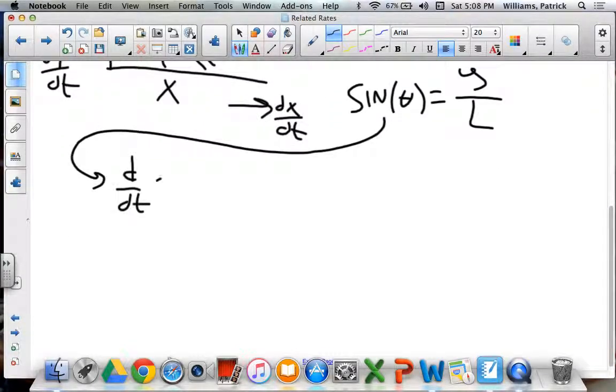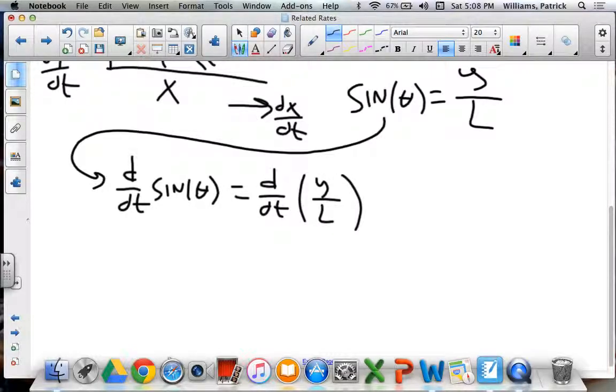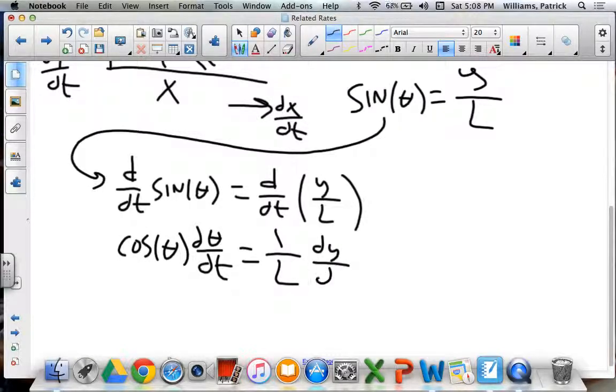So d/dt of sine theta is equal to d/dt of y over L. So we take this derivative. Remember that when we do the right side, L is a constant, so that's the same as the constant 1 over L times the variable y. So when we take the derivative of the left side, we're going to get cosine of theta times d theta dt. When we take the derivative of the right side, we're just going to get 1 over L times dy dt.